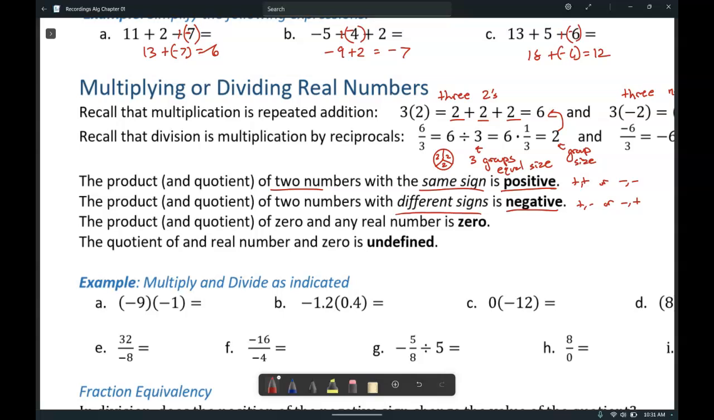If we take the product or quotient of 0 and any real number, so 0 times anything, or 0 divided by anything, the result is always 0. However, if we switch that around and take any real number and divide it by 0, it is always undefined. What I want you to do is think about it this way.